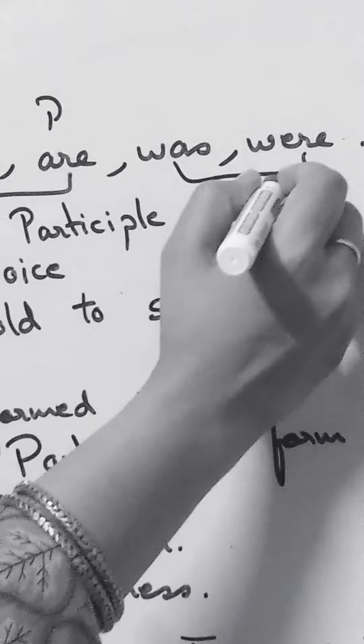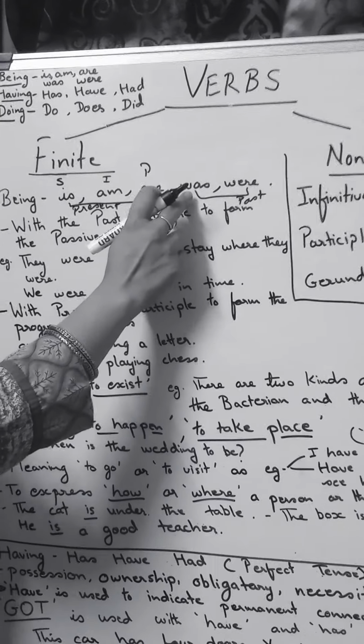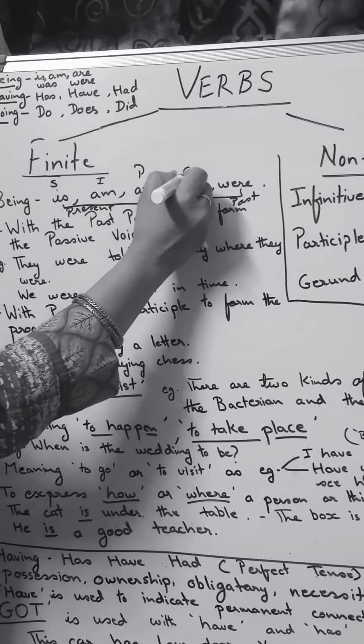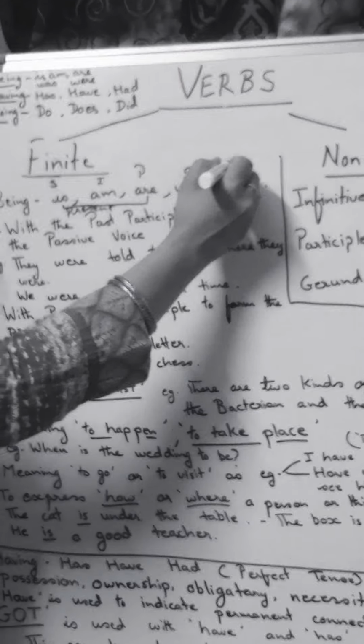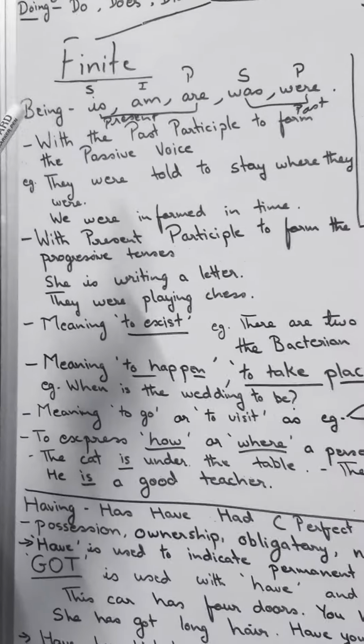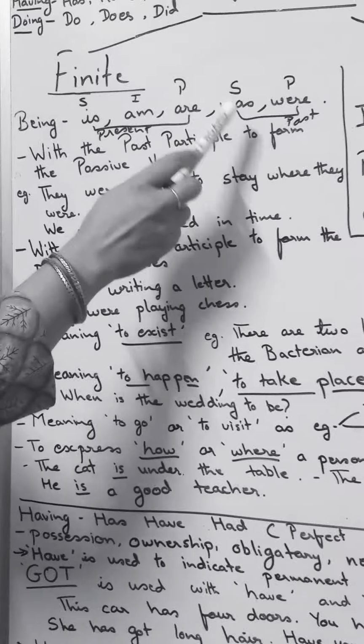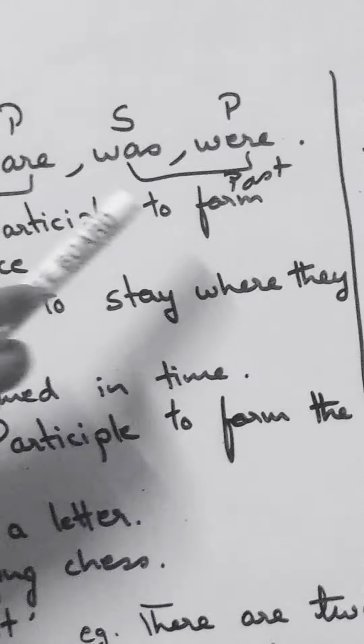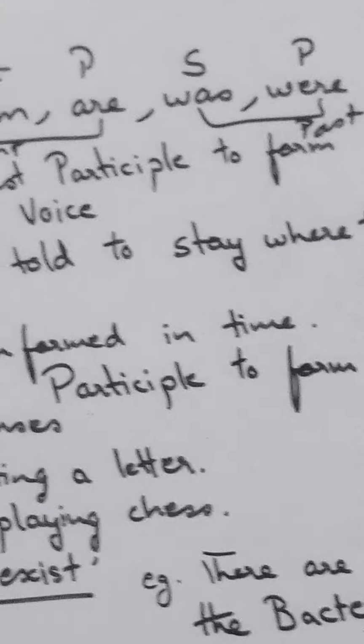Was, were are for the past. Now what is the difference between the two? Was is for a singular subject and were is for a plural subject. I repeat, was, were are for the past. Was is for a singular subject and were is for a plural subject.